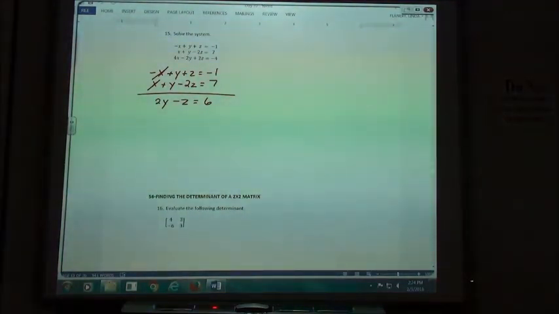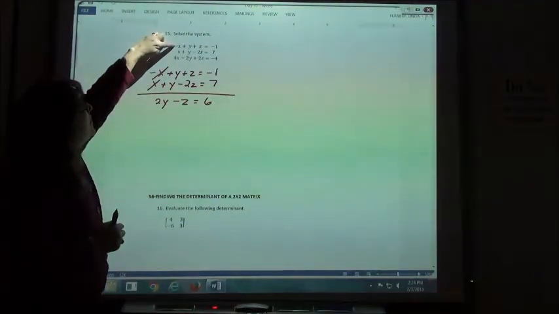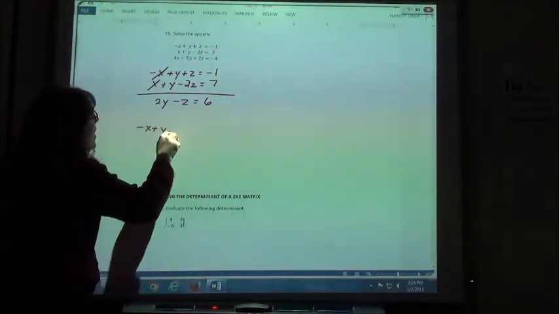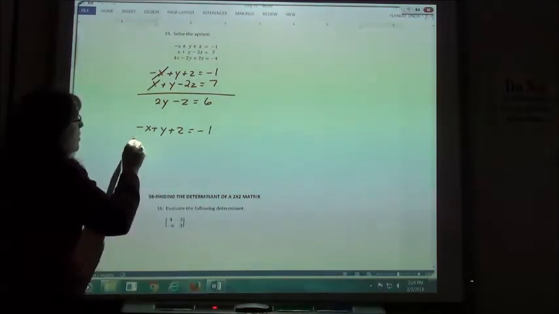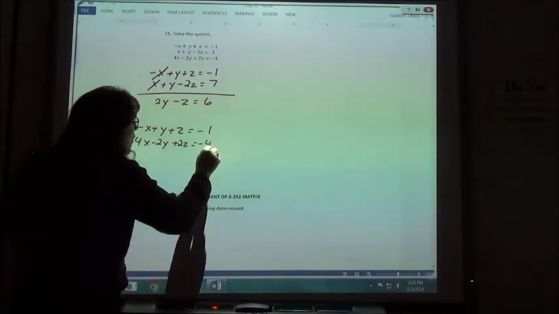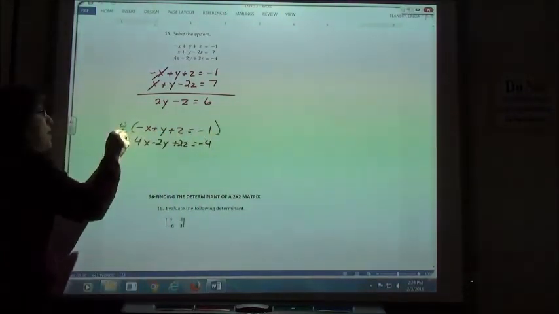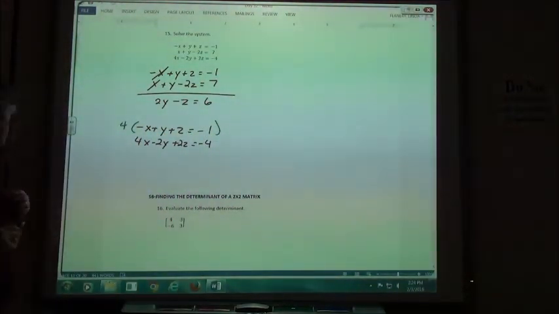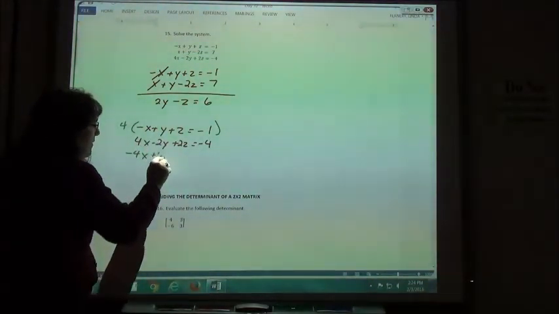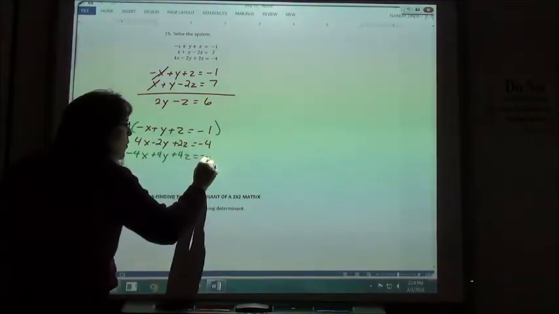So I want to look at that. I want to get rid of the x's. Since this is a positive 4x, I'm going to go ahead and use the first one with the bottom one. So I'm going to use the negative x plus y plus z equals negative 1 with my 4x minus 2y plus 2z equals negative 4. I'm going to go ahead and multiply the top equation times 4 so that again I can eliminate the x's from my equation. So negative 4x plus 4y plus 4z equals negative 4.